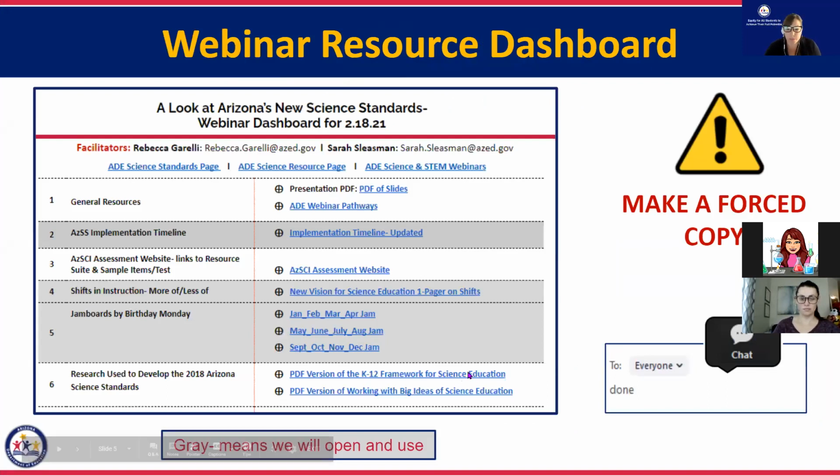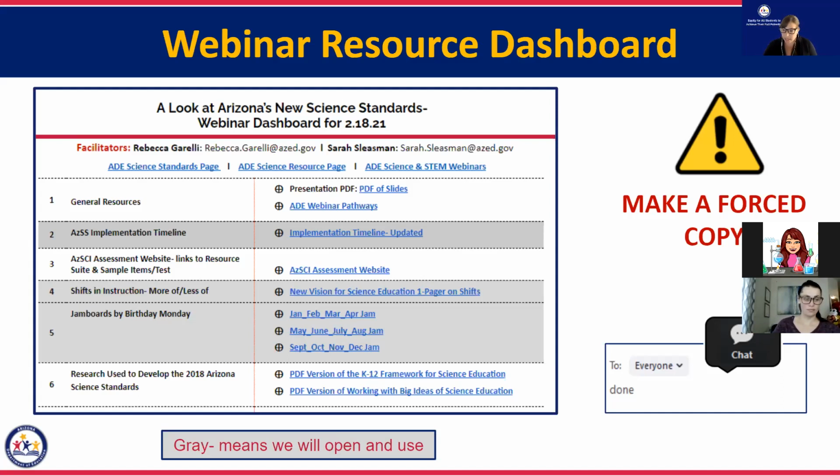So here is our dashboard. Hopefully you have made this forced copy. And since I have no idea if you've opened this or not, I need a little feedback. So in the chat, if you have it open and it's ready to go, can you type done into the chat? Just so I can get some anecdotal data. Perfect. Thank you. All right, lots of dones. Feeling good.